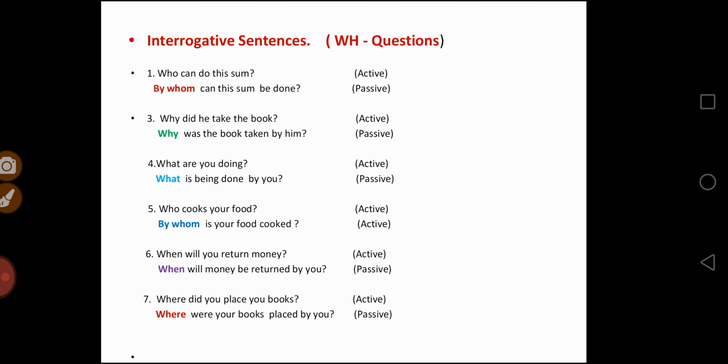Why did he take the book? Why was the book taken by him? Here the subject, the book, will be kept between "was" and "taken". What are you doing? What is being done by you? Who cooks your food? By whom is your food cooked? When will you return money? When will money be returned by you? Where did you place your books? Where were your books placed by you?